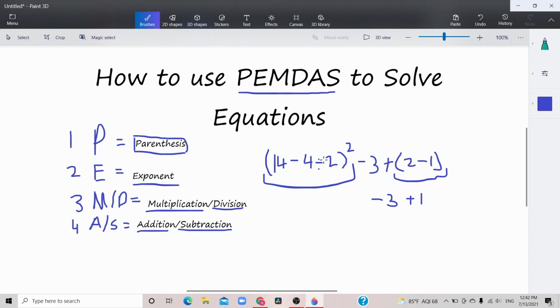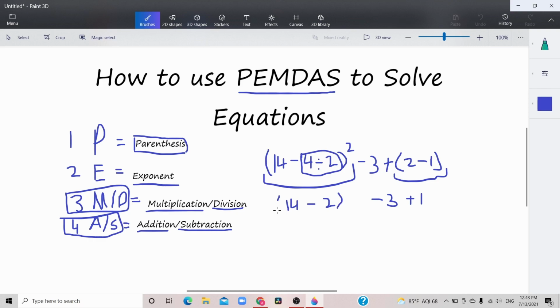So we see here, in the parentheses, we have a subtraction. But first, we have to see if there's anything other than that that's higher on the list. So we see subtraction is number 4, but there's a division here as well. So we have to do the division first because it comes higher on the list. It's a higher priority than addition and subtraction. So we see here 4 divided by 2. 4 divided by 2 is 2. So we have 14 minus 2.